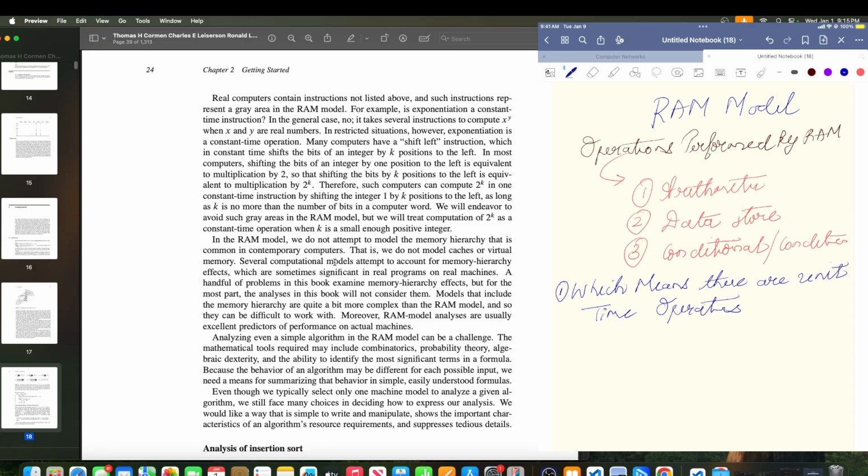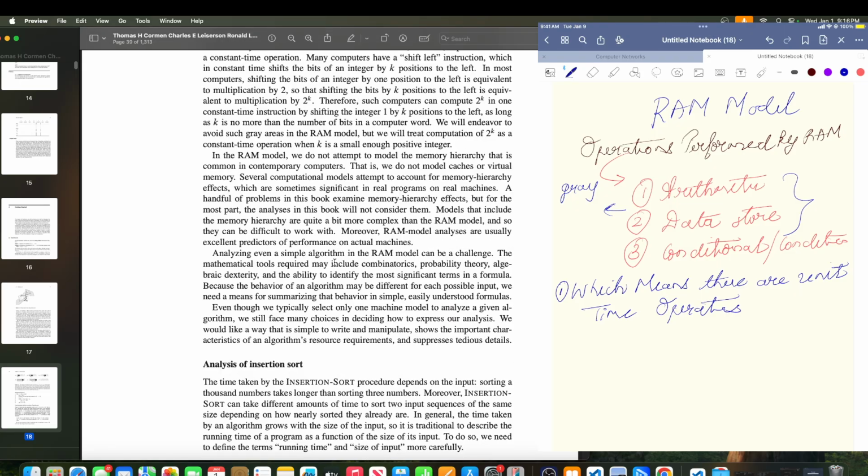Okay, then in the RAM model, however, there is some gray area to this. It may so happen that some RAM may be able to perform other operations such as exponential, but certain RAM may have the inbuilt method to do exponential, certain may not have. So those gray areas are being avoided over here. And certain RAM may be able to perform left shift and right shift. So we are not dealing with that.